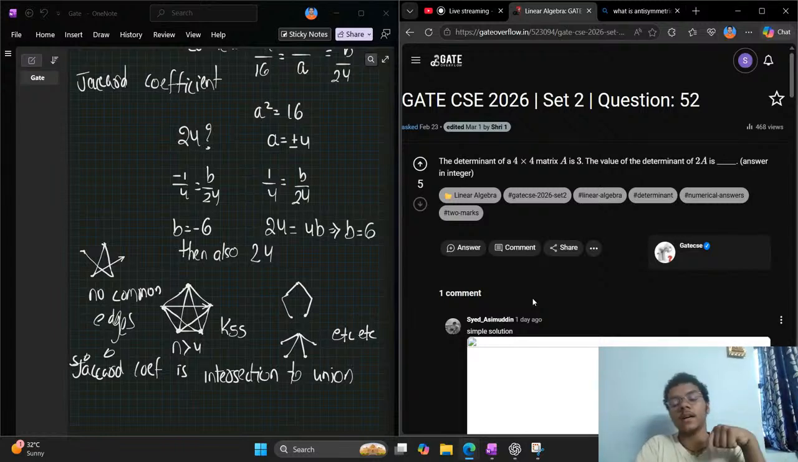The determinant of a 4 by 4 matrix is 3. The value of determinant of 2A is.